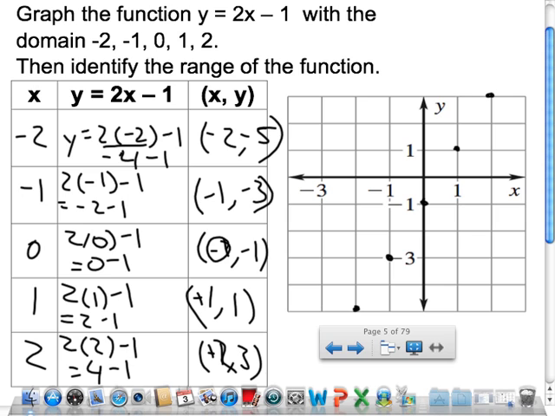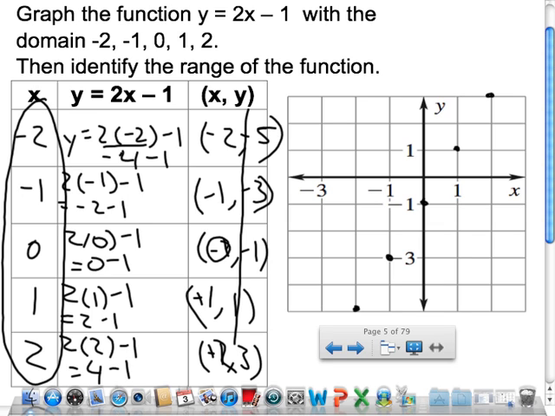And since they tell me that this is my domain, I would not connect the dots. So in other words, it would be a discrete graph, and your range would be all of your y values. Remember, range, y values. So negative 5, negative 3, negative 1, 1, and 3 would be your range here.